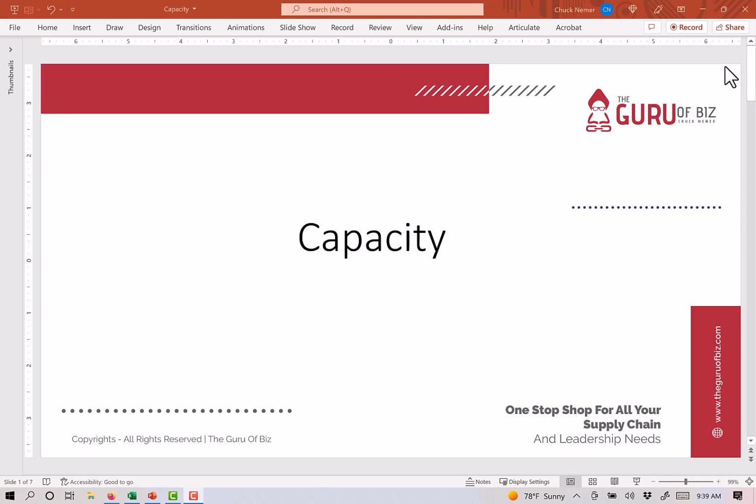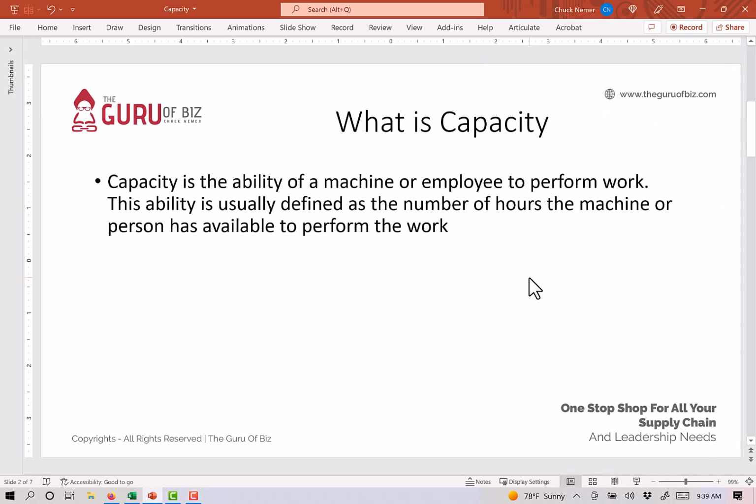In this conversation, we're going to look at the concept and the term of capacity. Capacity, if we look at it very narrowly, is, as you see on here, the ability of the machine or the employee to perform the work.